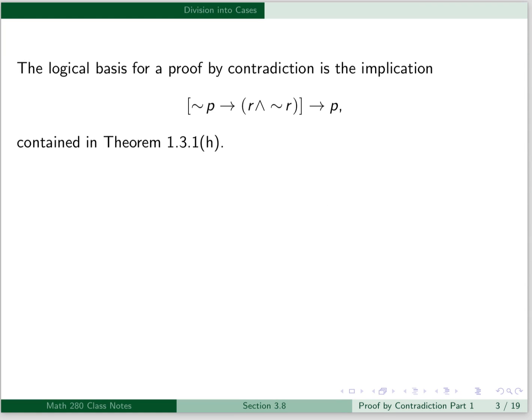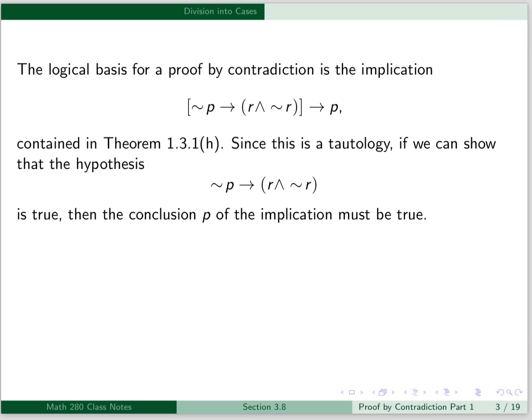The logical basis for a proof by contradiction is the implication (not P implies R and not R) implies P, contained in Theorem 1.3.1 Part H. Since this is an implication, it's a tautology, which means that it is always true. So if we can show that the hypothesis, not P implies R and not R, is true, then the conclusion P of the implication must be true.